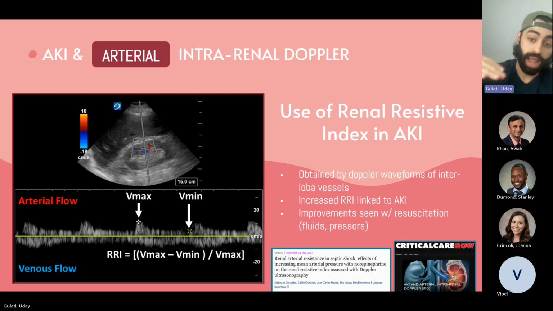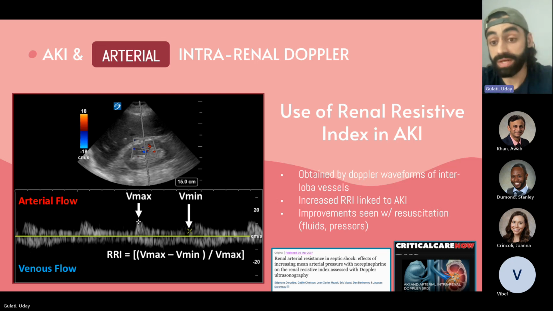You look at the artery and you see how high can the artery flow go, and then how low does it go? And you take the max flow minus the minimum flow, divide by the max flow, getting your renal resistive index. When you have a high renal resistive index, that has been linked to AKIs.